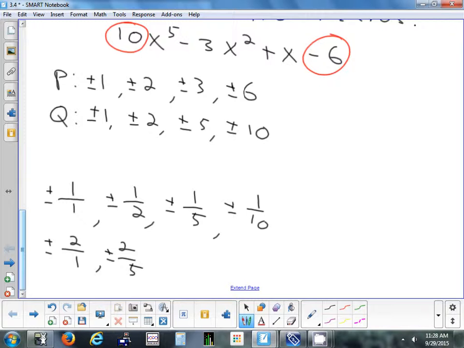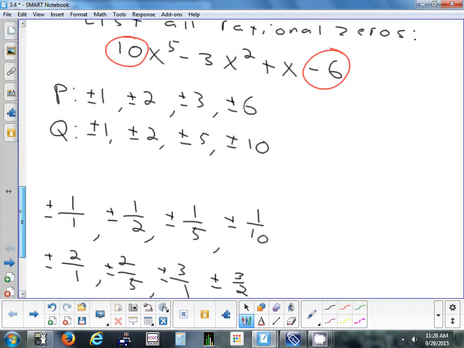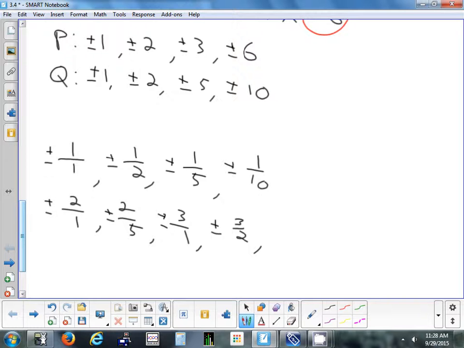Now let's do 3 over everything. 3 over 1. 3 over 2, don't have that. 3 over 5, I don't think we have that one. And 3 over 10, we don't have that one. And the last one, we'll do 6 over everything. So it's positive or negative 6 over 1. How about 6 over 2? We already have 3 over 1. Positive or negative 6 over 5. And 6 over 10 would be 3/5. We already have that one.